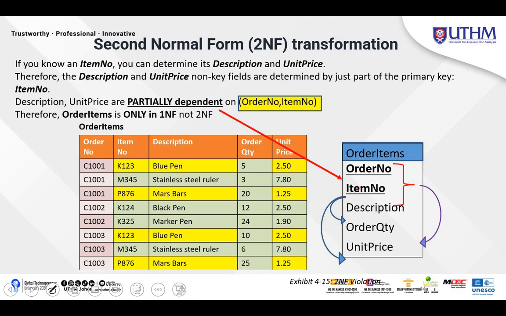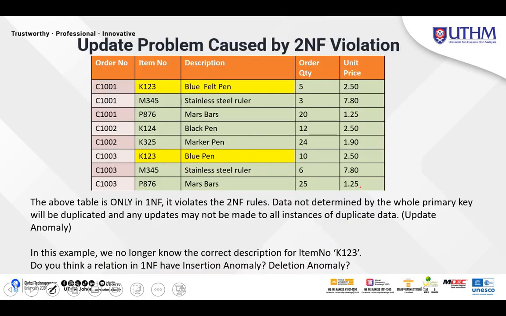Okay, let me show you what happened if we didn't split the table. Okay, we have an update problem. The above table is only in first normal form. Okay, first normal form means every record is a single atomic record, no repeaters.